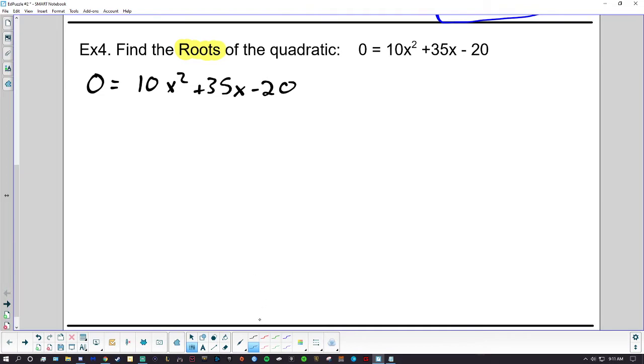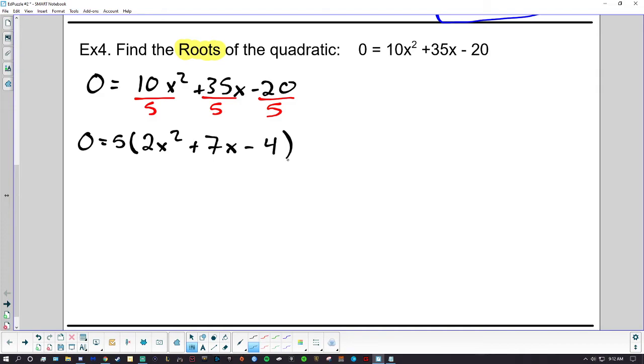So I need to first ask myself, can we divide out a number from all three terms? So answer the question. What can we pull out? What can we simplify? Yes, you're right. We can divide all of these by 5. 10 divided by 5, 35 divided by 5, and negative 20 divided by 5. So I'm going to divide out a 5 from all of these and make sure I put this out in front. So I have 10 over 5 is 2x squared. 35 divided by 5 is 7. Negative 20 divided by 5 is negative 4.